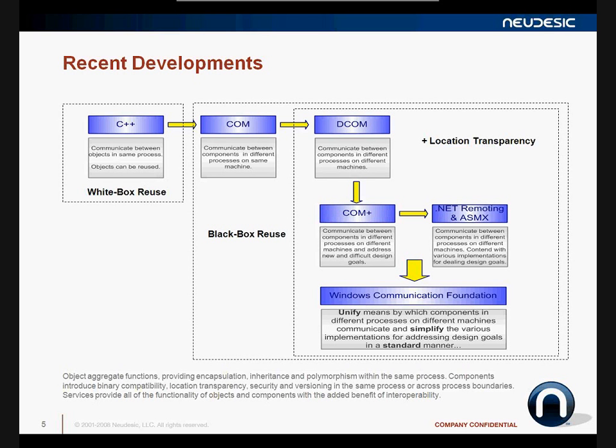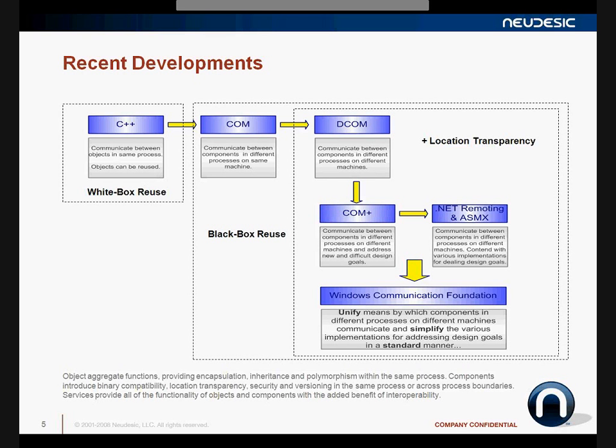So if we look at some recent developments over the last few decades, C++ was a great example of white box reuse, where we had the ability to communicate between objects within the same process and those objects then could become reused. Moving into black box reuse, we had COM, which allowed us to communicate between components in different processes on the same machine.